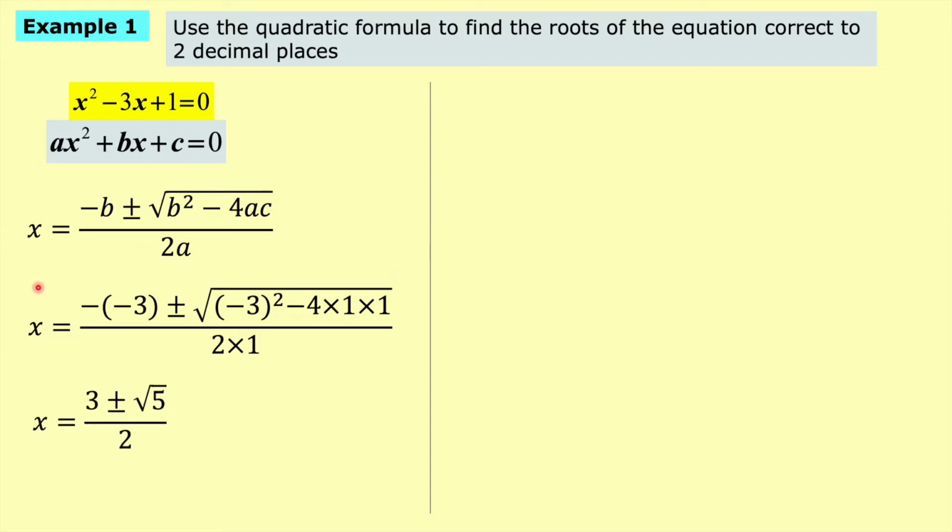So this subtracting -3 just becomes a +3. We've still got this plus and minus, and underneath our square root we've got -3 squared, which is 9, subtract 4, so 9 subtract 4 is 5, and 2 times 1 is 2.